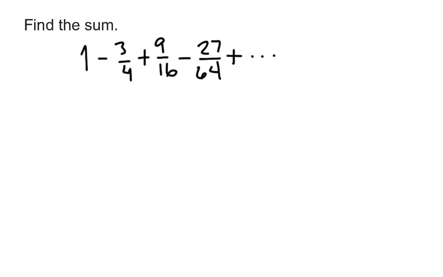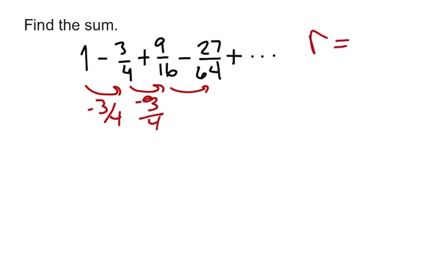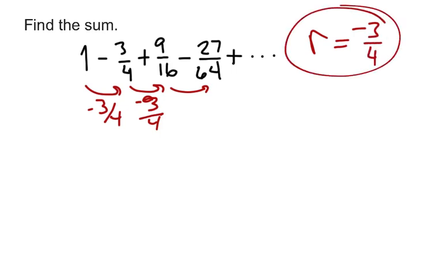First of all, whenever we have a list, we should be checking out, is this arithmetic or geometric? And each time we're multiplying by the same number. I keep multiplying by -3/4. And so to get from -3/4 to 9/16, I multiply again by -3/4. So that's what my common ratio is going to be. Since that common ratio is less than 1, we can find the infinite sum.